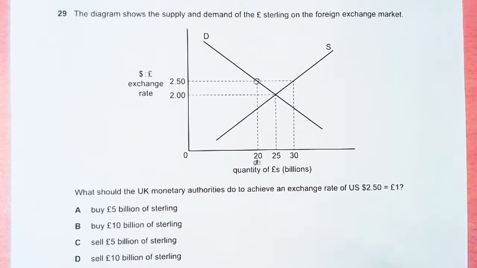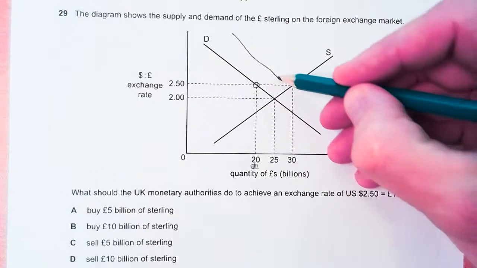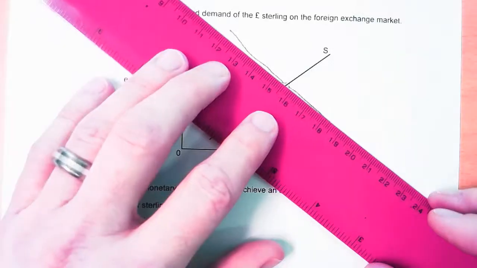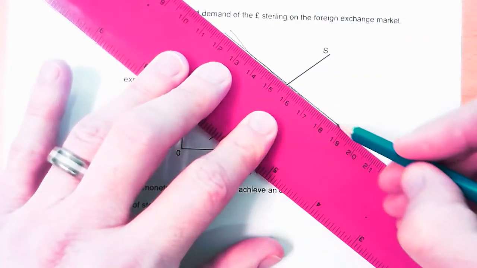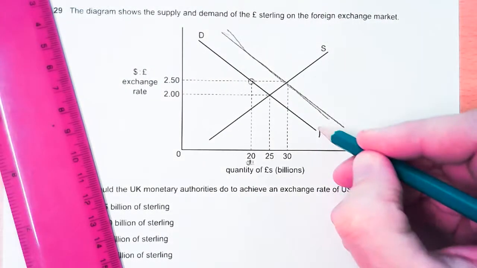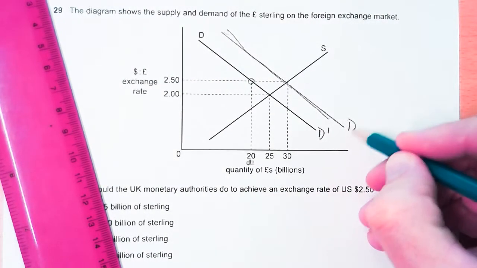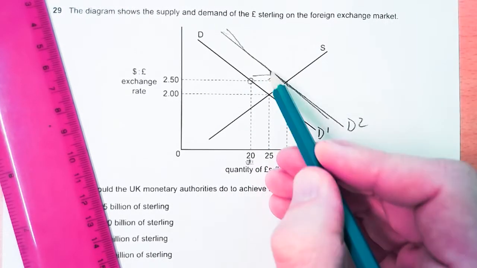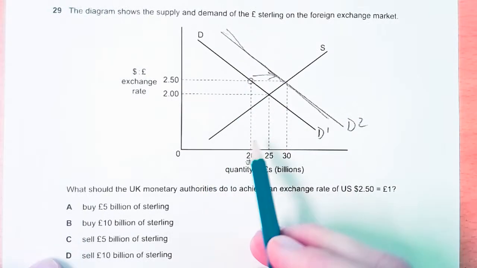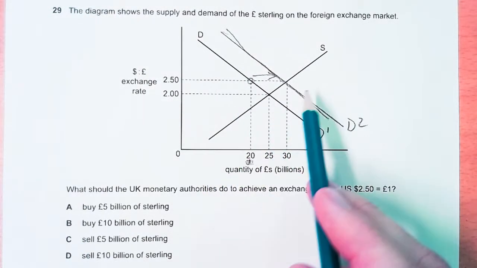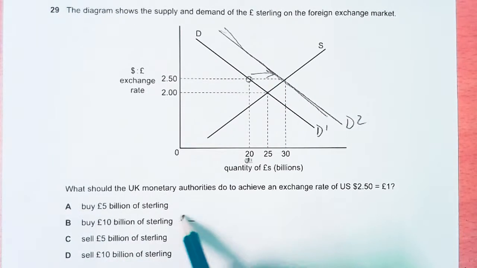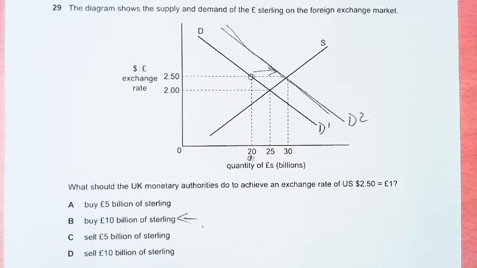Okay, so that's the actual quantity of supply and demand at this higher rate. Okay, so to increase demand, sorry, let's use a ruler, that's sloppy. Let's just input that new demand curve. There it is. We can see that we've actually got a shift there which is equivalent to 10 billion pounds. Okay, so therefore the answer would be buy 10 billion of sterling.